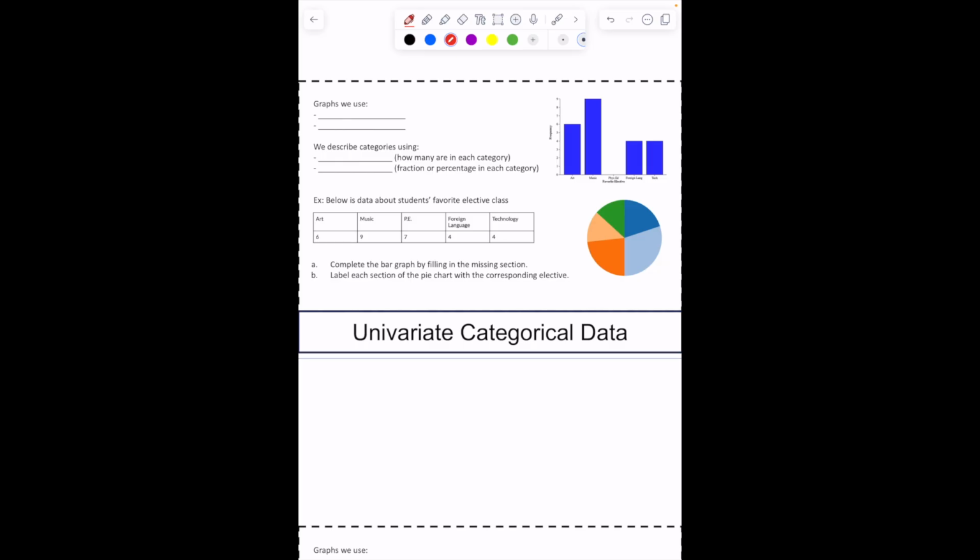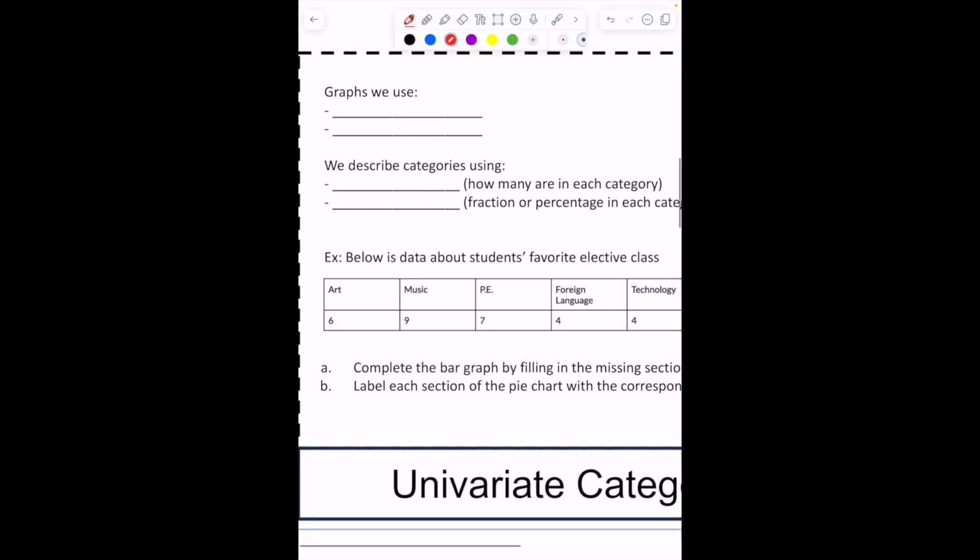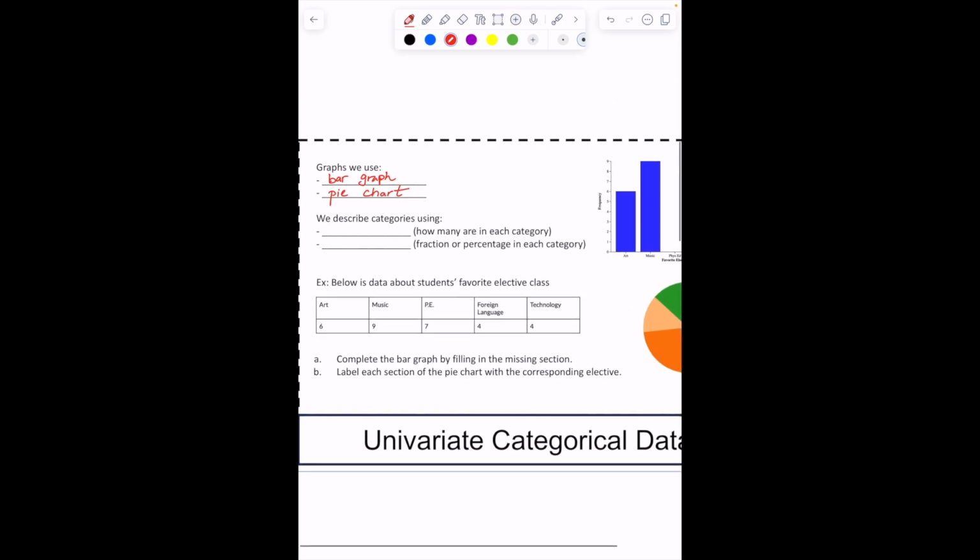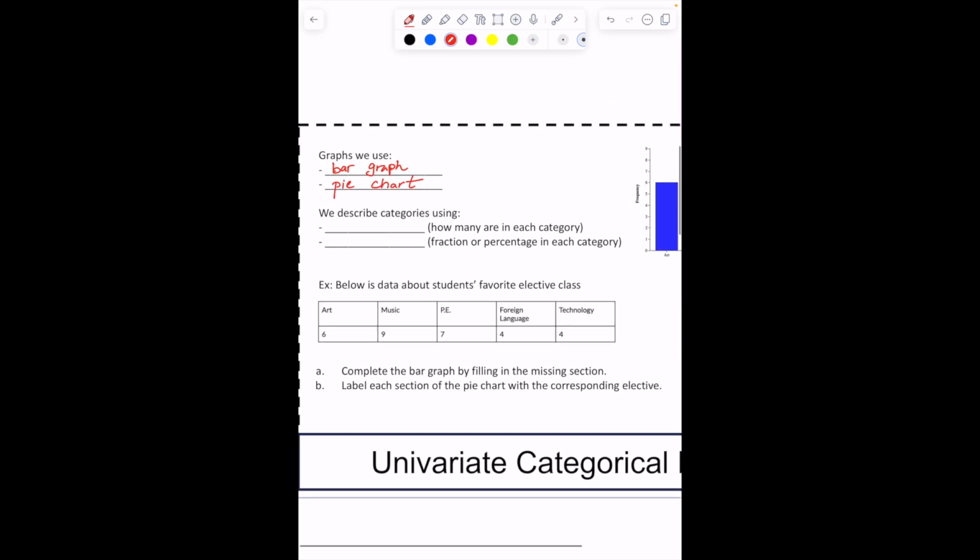For univariate categorical data, we're really restricted to two main types of graphs that we tend to use. Bar graphs and pie charts. That's basically the best we can do. And if we want to describe these graphs, the types of things you might think about are different frequencies. Frequency means how many, the count. We could talk about the proportion, so the relative size of groups.